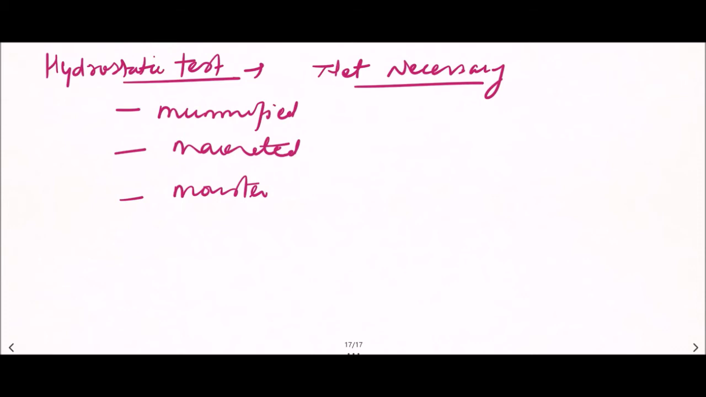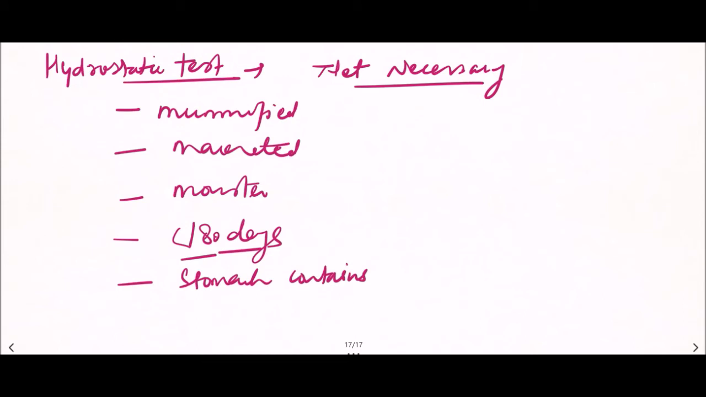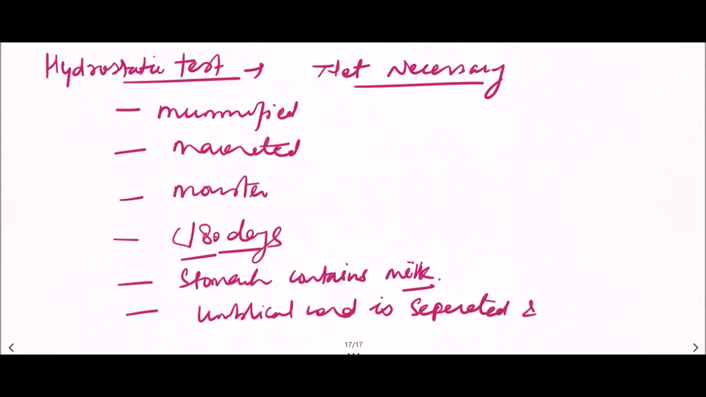And if the fetus is born before the period of viability, 180 days, so period of gestation is less than 180 days, and if the stomach contains milk, then it is more significant than going for hydrostatic test. It shows that live birth was there. And if the umbilical cord is separated and scar is there, so these are a few conditions in which we don't have to go for hydrostatic test.